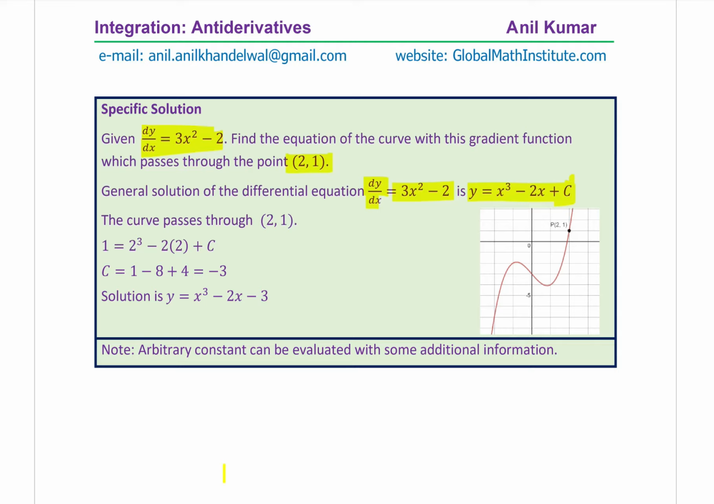You can find c because we now know a point on the graph, which is (2, 1). Substituting (2, 1) in the given equation, y equals x cubed minus 2x plus c, as shown here, we can find the value of c. Rearrange, and you get the value of c as minus 3. Substitute that to get our final specific solution to the differential equation, right? Is that clear to you? So what we notice here is that the arbitrary constant can be evaluated with some additional information. In this particular case, the point on the curve was the additional information.